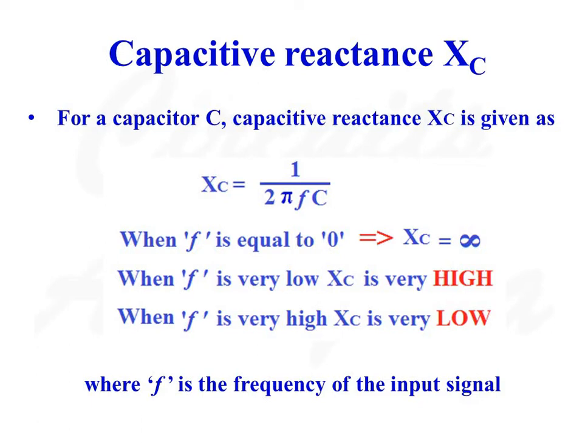Capacitive reactance Xc is given as Xc is equal to 1 by 2 pi Fc. When F is equal to 0, Xc is equal to infinity. That means for DC signals, capacitive reactance Xc is equal to infinity. When F is very low, Xc is very high. And when F is very high, Xc is very low, where F is the frequency of the input signal.